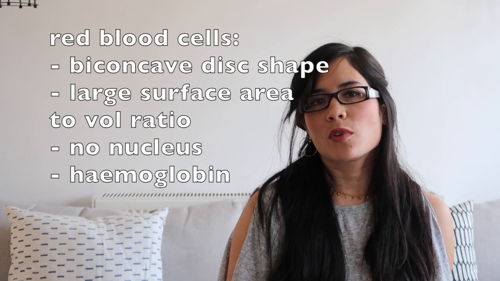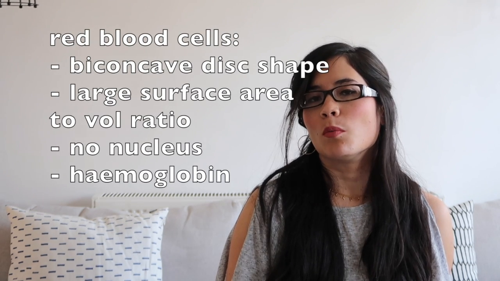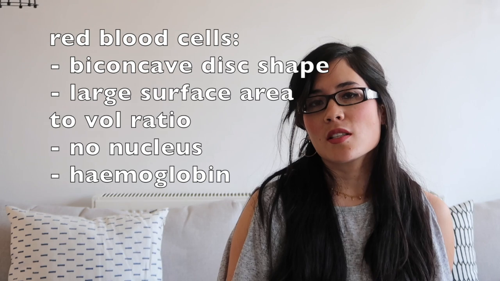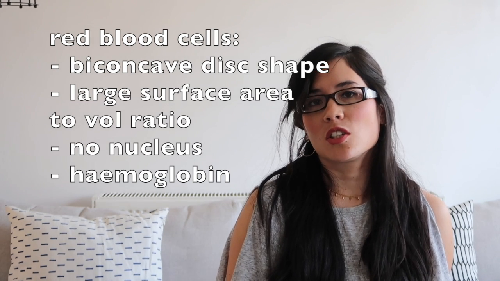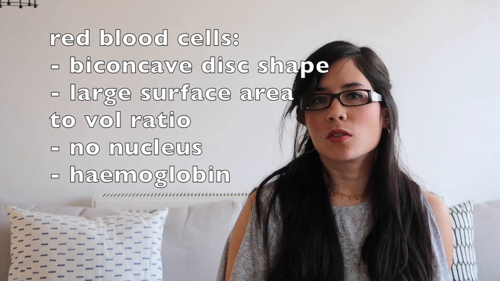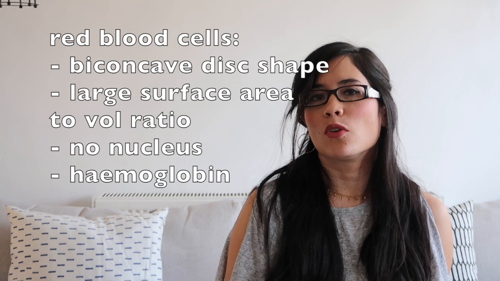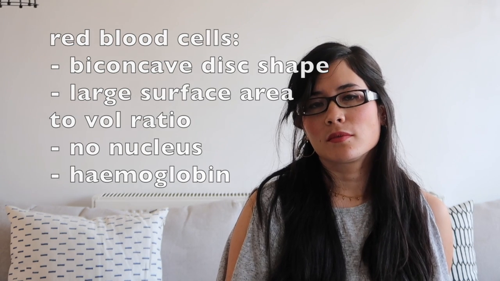How are the red blood cells adapted for their function? Well, they have a biconcave disc shape, which increases the surface area to transport more oxygen, no nucleus, so that they can carry more oxygen, and they contain a special pigment called hemoglobin, which binds to oxygen, forming oxyhemoglobin.